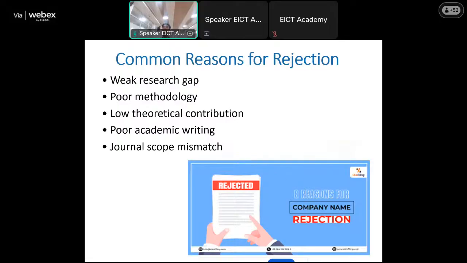And an important thing is methodology. Whatever you are proposing, according to your proposed methodology, your paper will be sent to a particular journal. So you need to ensure that whatever hypothesis you prove with the methodology, it should be clear cut.